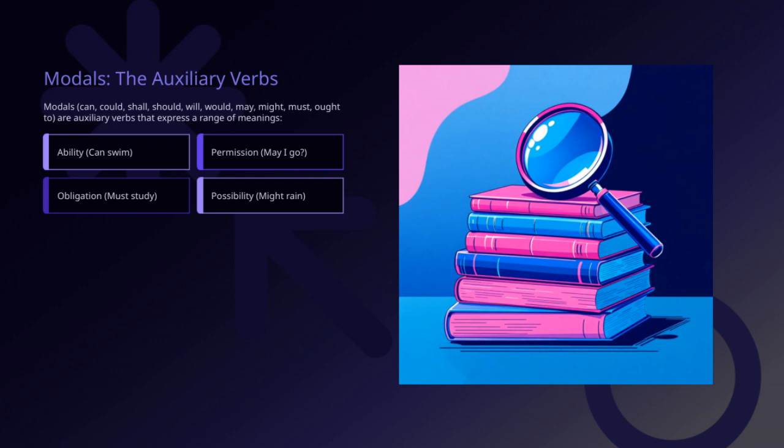As you can see, modals, like can, could, shall, should, will, would, may, might, must, and ought to, are special auxiliary verbs. They help us express a wide range of meanings, possibility, permission, obligation, ability, and more, making our communication clearer and more nuanced. Understanding how to use these modals correctly is essential for effective and precise English communication.